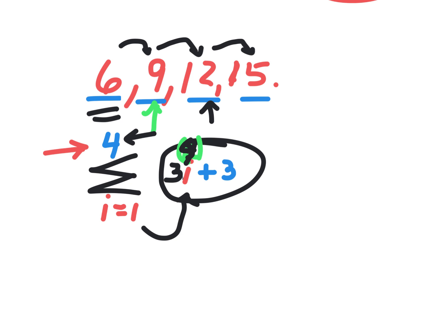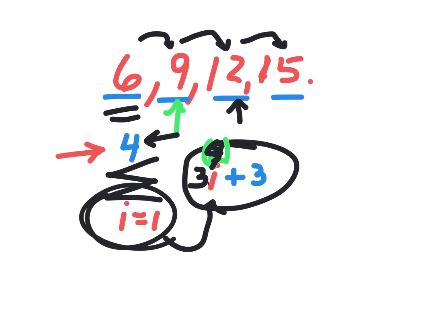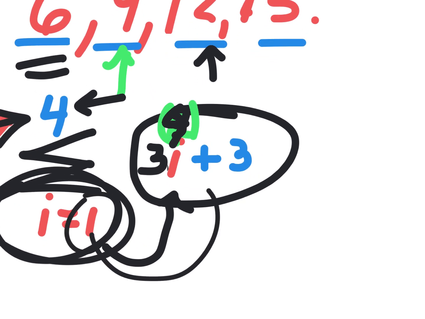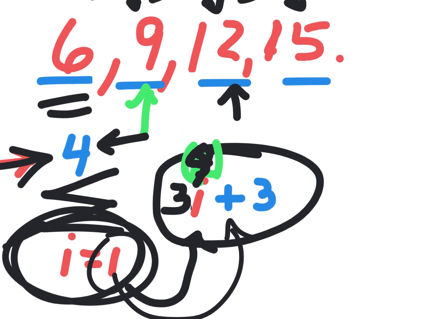One thing you can know for sure, this is always I equals 1. This is always how many there are. And when you stick the 1 in, it has to give you the first term.